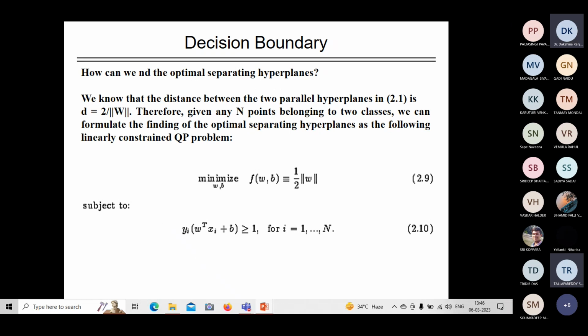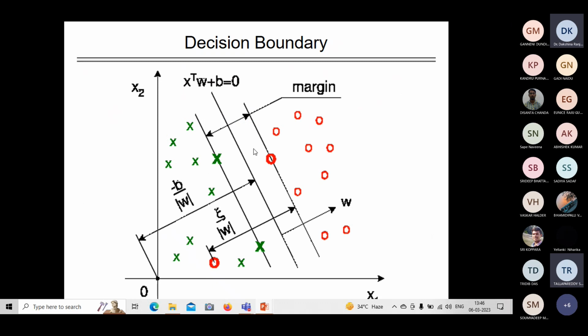Now, how can we find the optimal separating hyperplane? In this diagram, you can see that there are some non-informative observations and some informative observations. Informative observations are found as support vectors, which are found on the class boundaries. Non-informative observations are not found on the class boundaries. They are found beyond the class boundary. That means they are found in their own respective class regions.